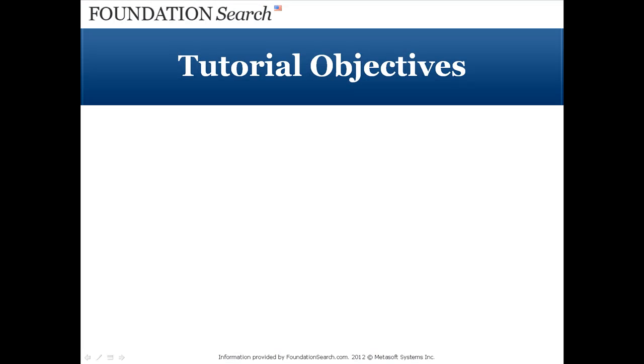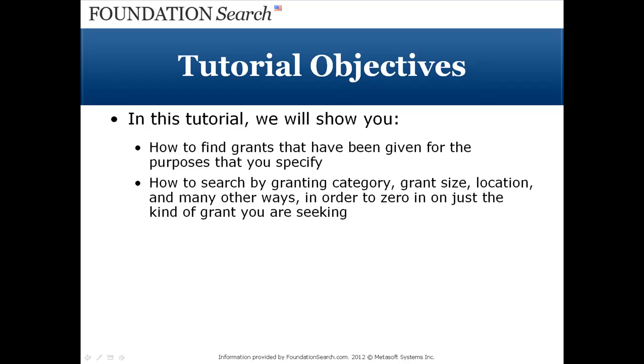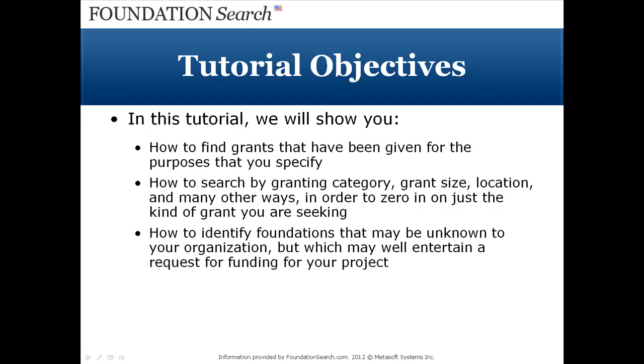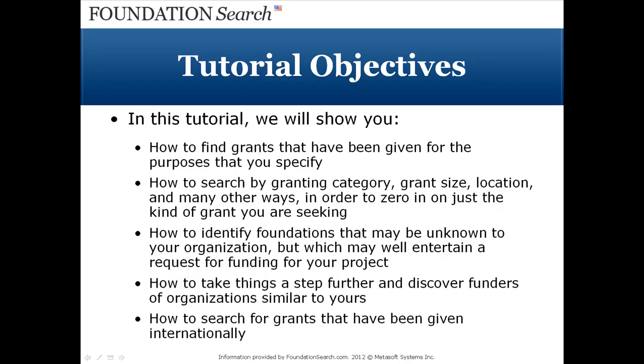Tutorial Objectives. In this tutorial, we will show you how to find grants that have been given for the purposes that you specify, how to search by granting category, grant size, location, and many other ways in order to zero in on just the kind of grant you're seeking, how to identify foundations that may be unknown to your organization, but which may well entertain a request for funding for your project, how to take things a step further and discover funders of organizations similar to yours, and how to search for grants that have been given internationally.